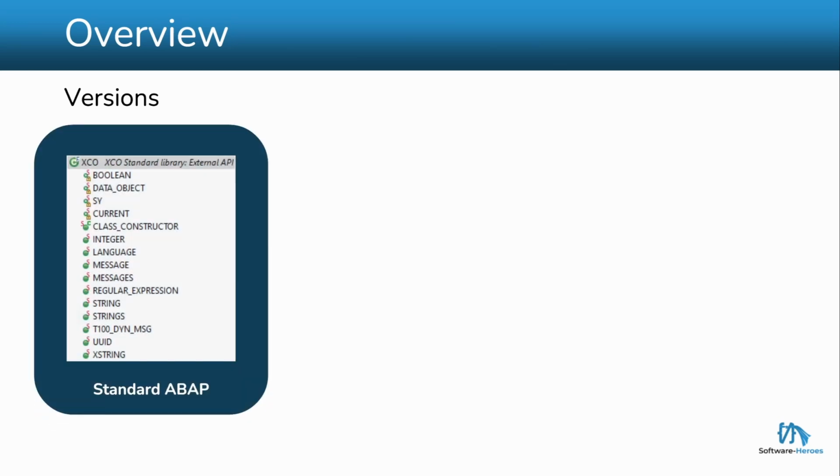The first version is Standard ABAP, but also called Classic ABAP. In this example, we see an overview of the XCO class. This contains numerous APIs and is therefore the largest class in terms of functionality. The class contains numerous attributes and methods, each defined as static.